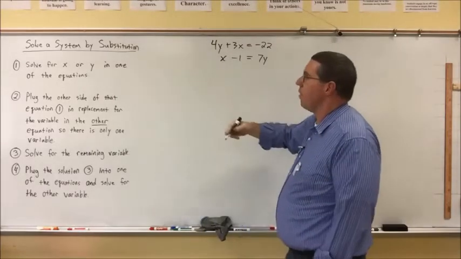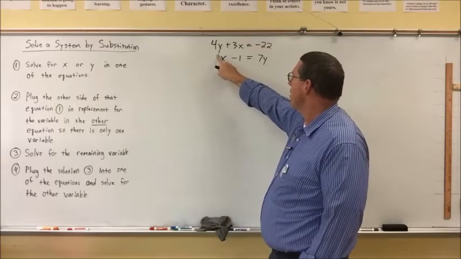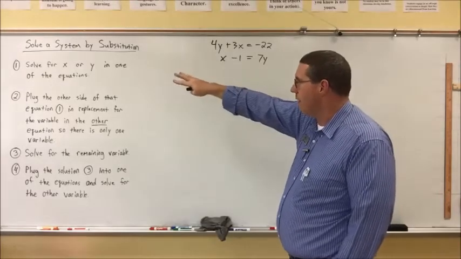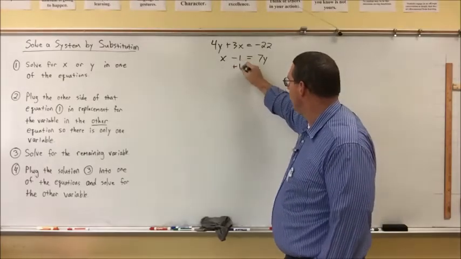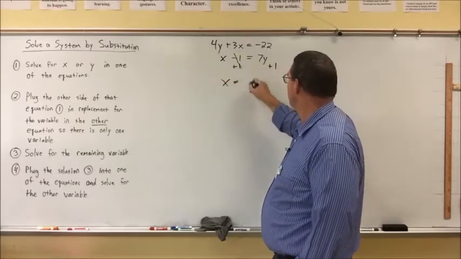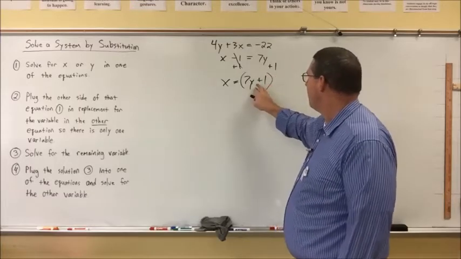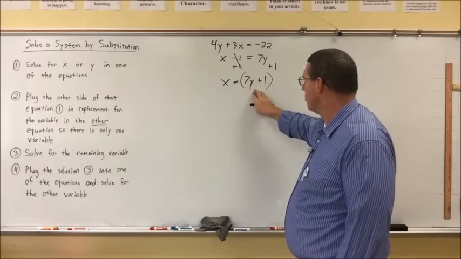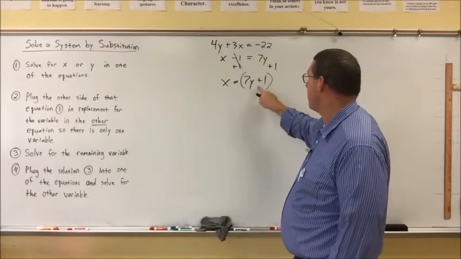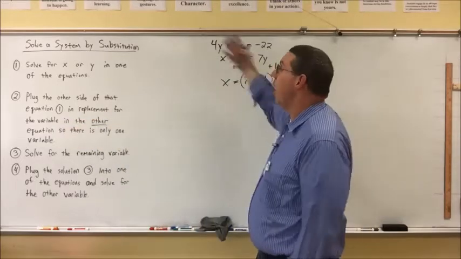The first step says solve for x or y in one of the equations. Well, this one already has, look at this, a 1x. So this is almost set up, almost ready for step 1. I just need to add 1 to both sides. And so that's going to give me x is equal to 7y plus 1. So now step 2 says plug the other side of that equation, that means this side, the 7y plus 1, in replacement for the variable x in the other equation.